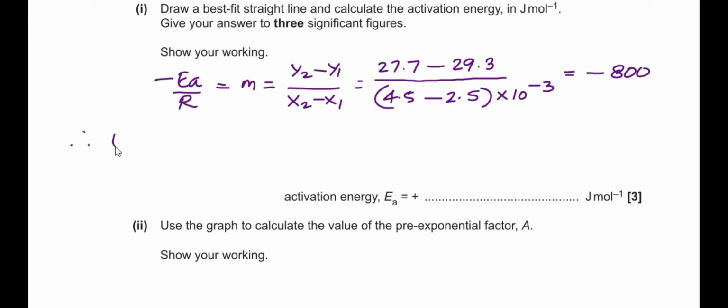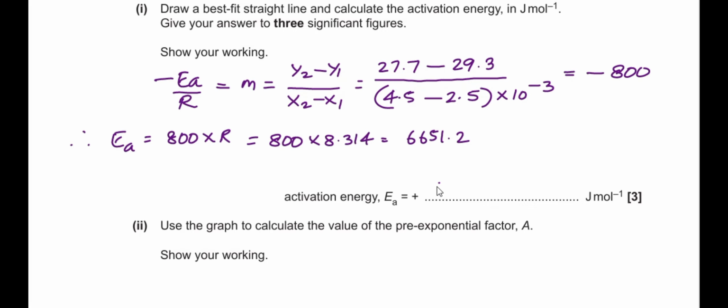Therefore, EA will be equal to 800 times the gas constant R. That is equal to 800 times 8.314, which gives us 6651.2. We can write this as 6651 joules per mole.